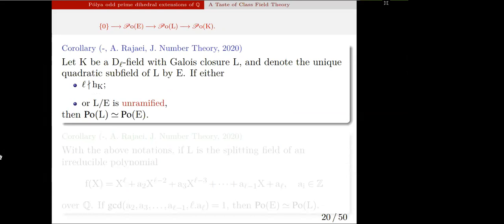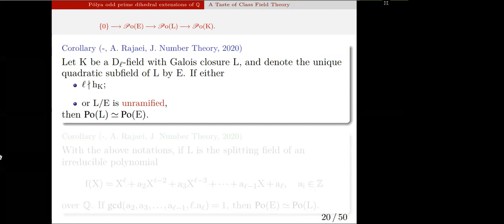And note that in part 2, whenever L over E is unramified, by class field theory, the class number of E is divisible by l. And more generally, and conversely, if the class number of E is divisible by l, by class field theory, there is a cyclic unramified extension M over E with relative extension degree l.